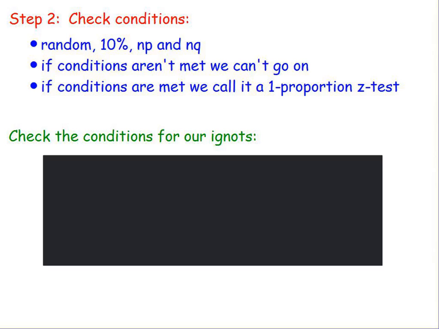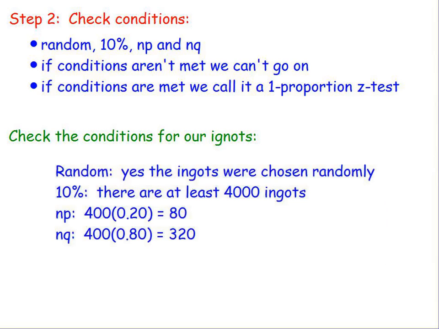So let's actually test our conditions. First of all, is it random? It said in the original problem the ingots were chosen randomly. No problem. 10%: well, our sample was 400. If you remember, all we do is tack on a 0. These are things that are used for all cars and planes, so it is definitely something that is commonly used. To say that there are 4,000 of them is a very safe assumption.